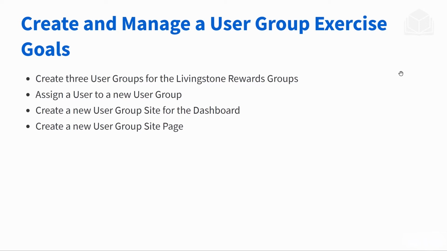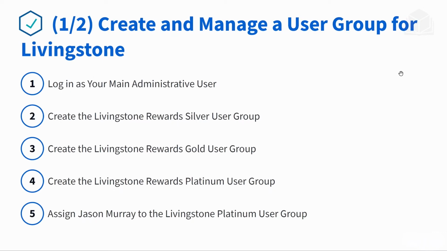Let's go through the steps in order. We're going to log in as Josiah Copeland, create these 3 user groups, silver, gold, and platinum, and then assign Jason Murray.